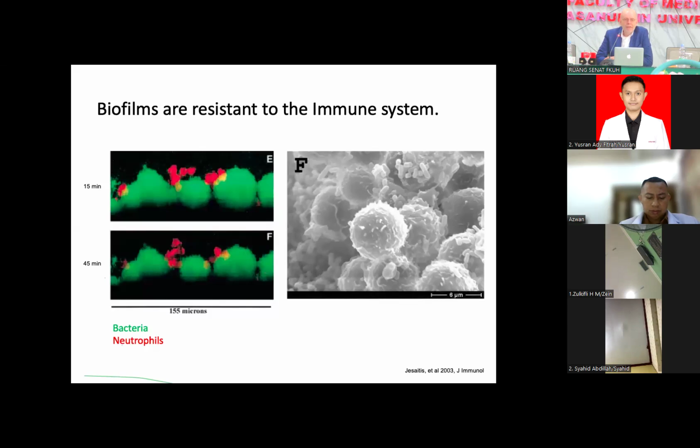On the top left, you can see in green bacteria. And of course, these are biofilms, so there are 100 or more in one of these blobs. In red, there are the neutrophils. And when you look after half an hour, nothing happened. And that is the picture underneath the top one on the left side. So the neutrophils really cannot handle these.